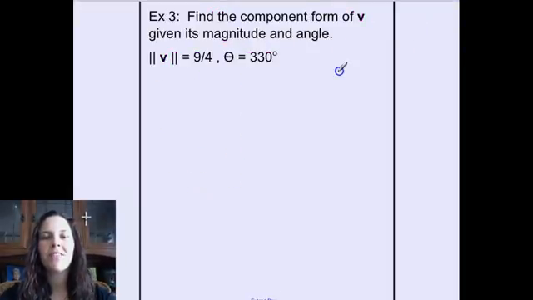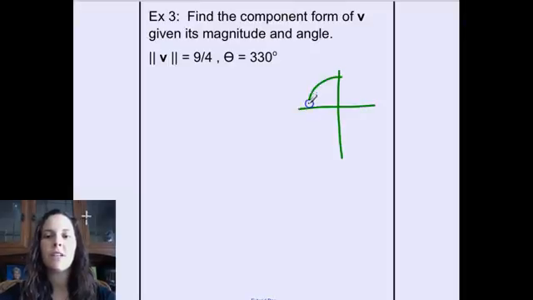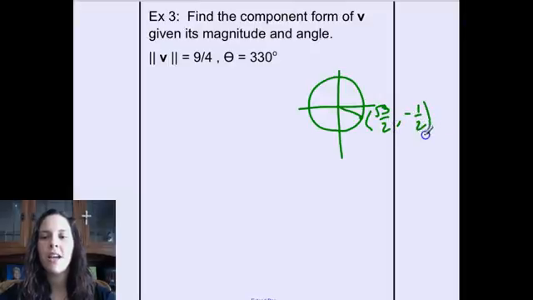Example 3, we're given the magnitude and direction angle. We need to put it into component form. An angle of 330 degrees would put us into the fourth quadrant. Cosine is square root of 3 over 2. Sine is -1/2.